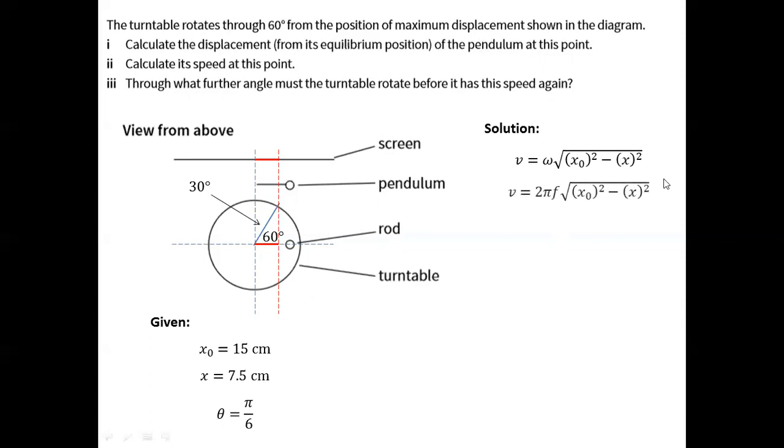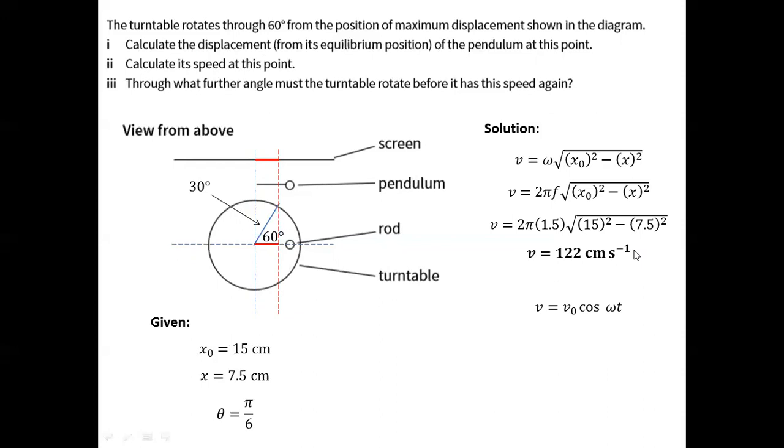Substituting the given values, we'll now have the following. Remember that omega, or the angular frequency, is equal to 2 pi f, and in this problem, it's equal to 3 pi. We'll now have a speed of 122 centimeters per second. The other formula that we can use to solve for the speed is this one, where v sub 0 is the maximum speed. Now, how do we determine the maximum speed?